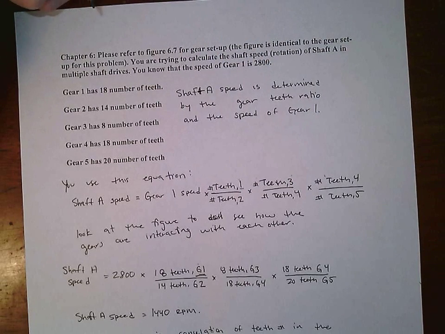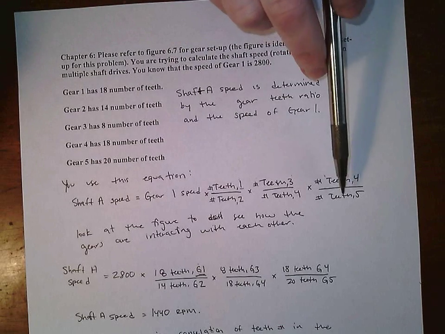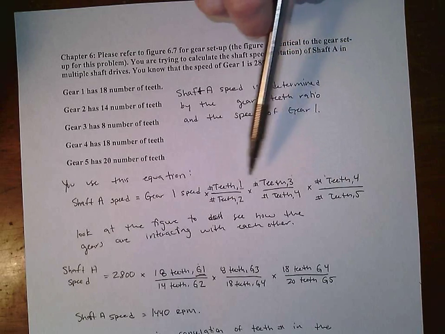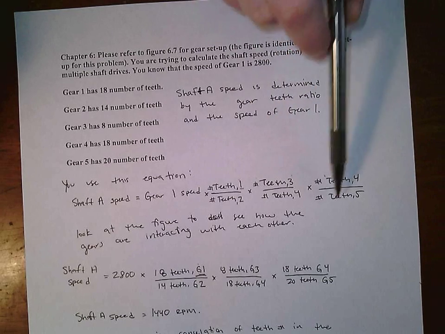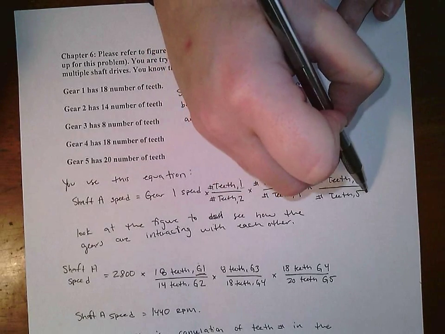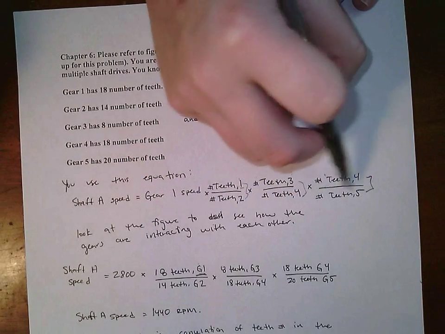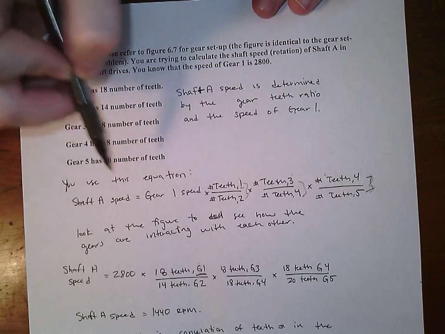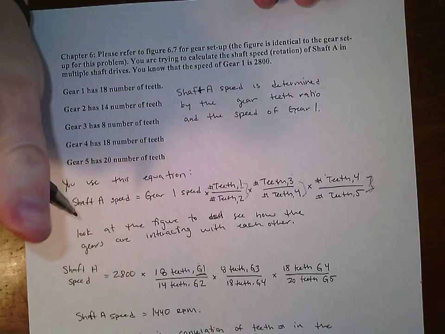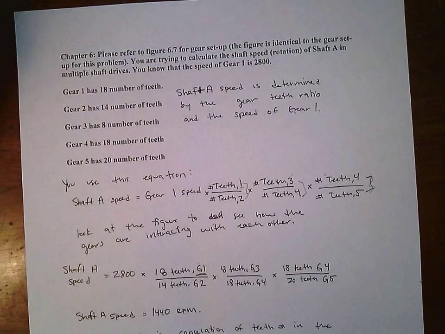When you're setting up these equations, you should have an even number of ratios that you're looking at. So here's the ratio for 2, here's a ratio for 2, and here's a ratio for 2. That's definitely what you want so that, at the end of the day, you have the answer in RPM.